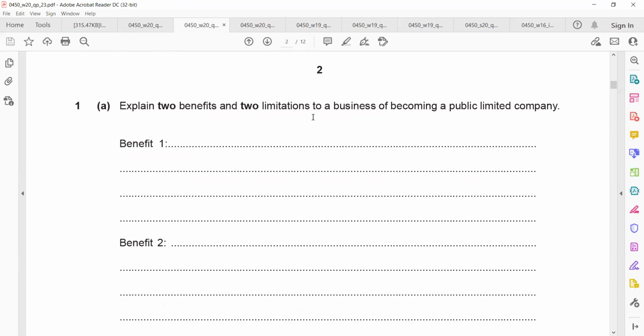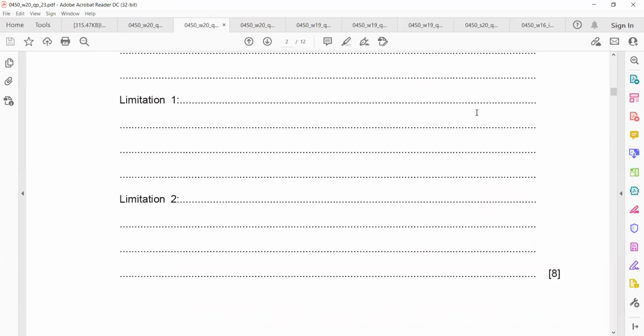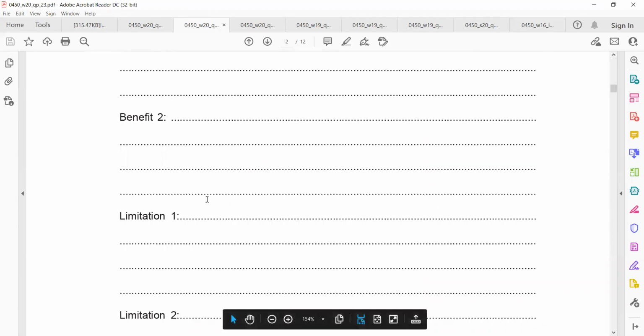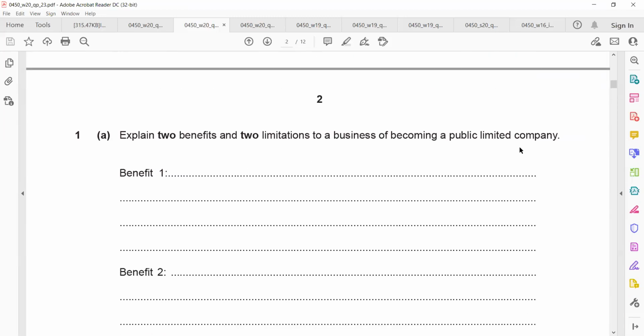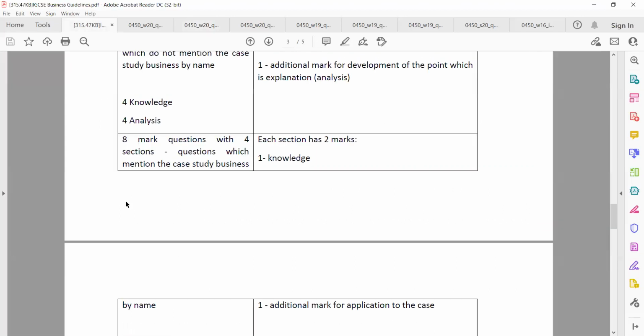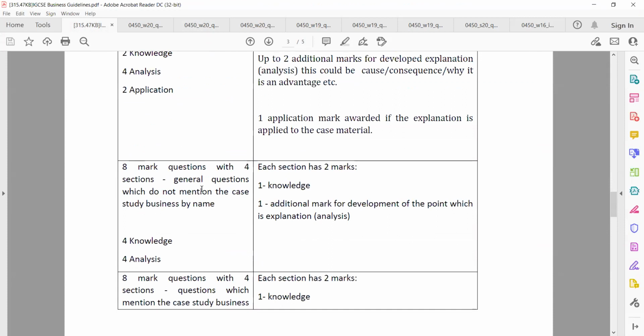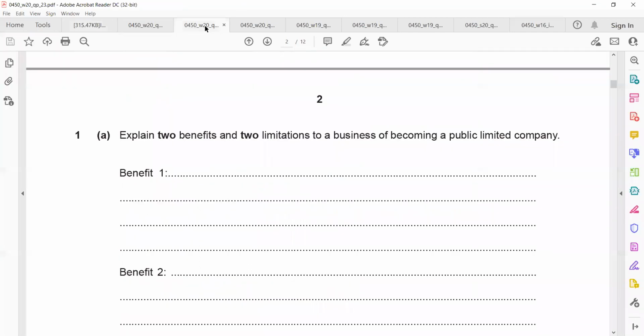Explain 2 benefits and 2 limitations to a business of becoming a public limited company. This is 4 sections, 1, 2, 3, 4. It is a general question, meaning under the second category, general, and does not mention the case study by name. So it is asking something general. One more, we see.